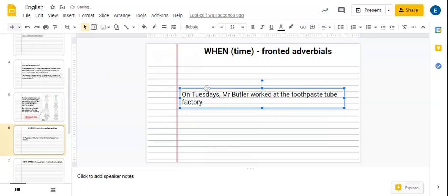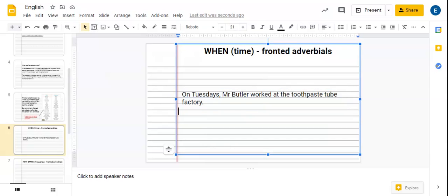Okay, so you can quite clearly see here that this is the fronted adverbial. So it gives us more information about the verb that follows in the sentence. So I know that the verb is worked. Okay, so that's what he was doing. That's the verb. So my fronted adverbial tells us that he was working on Tuesdays. Okay, try to think of front to help you remember that it goes at the start. A fronted adverbial goes at the start of a sentence. Okay, I'll show you one more example.